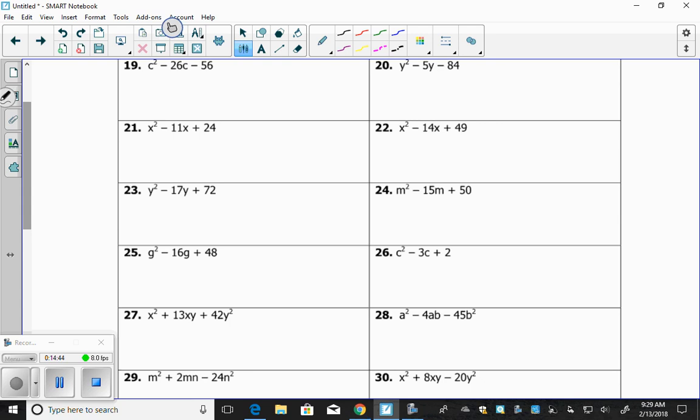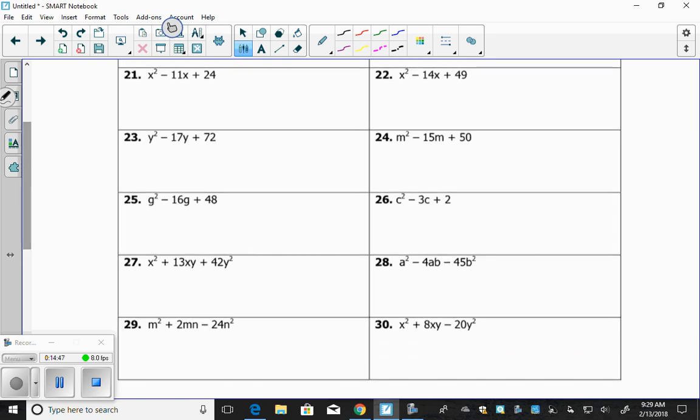Number 21. Okay? Multiply a times c. What do you get? Okay, positive 24. What are factors of 24? Three and eight, 4 and 6.